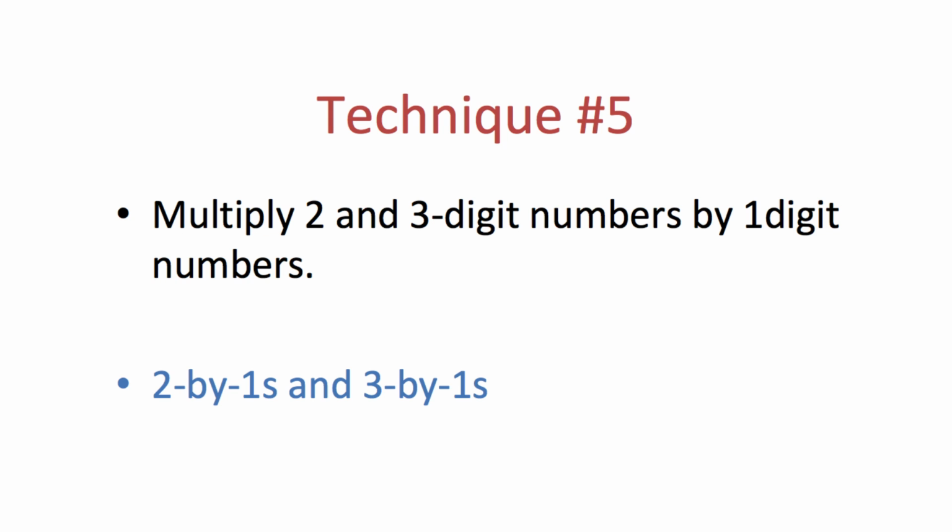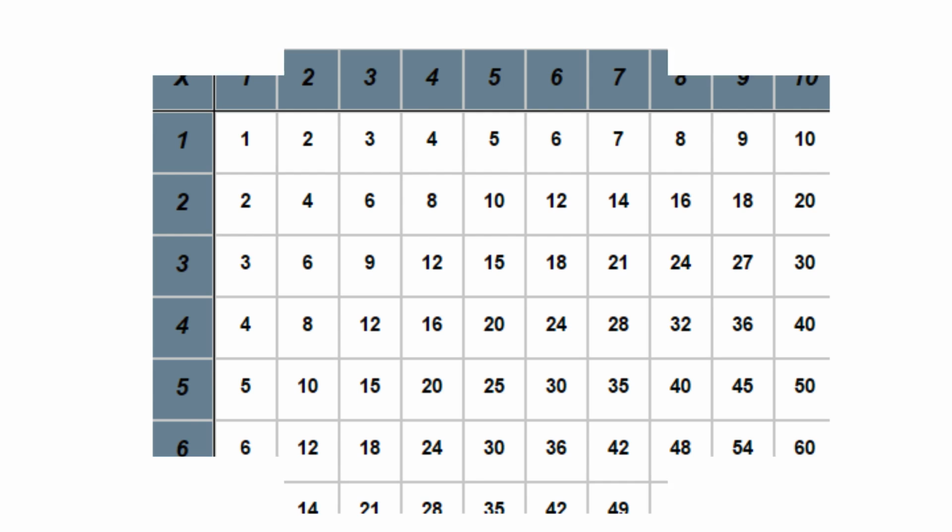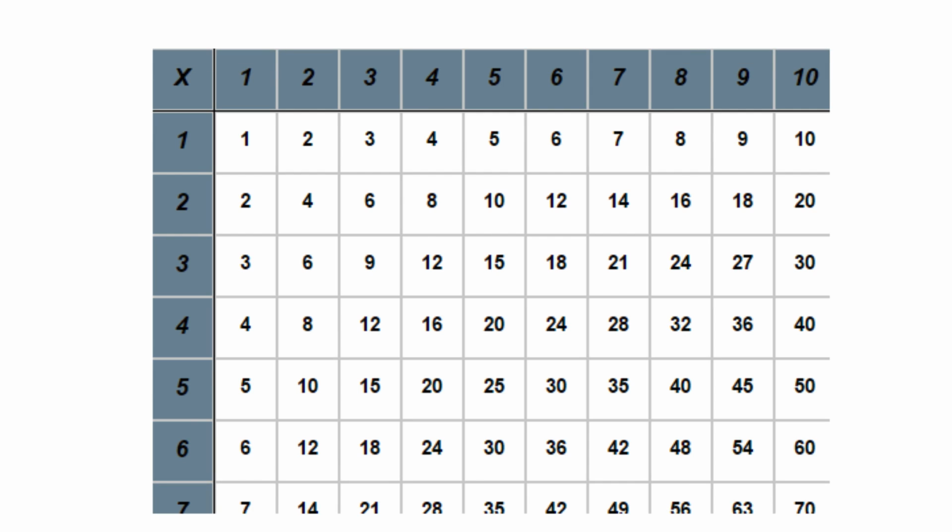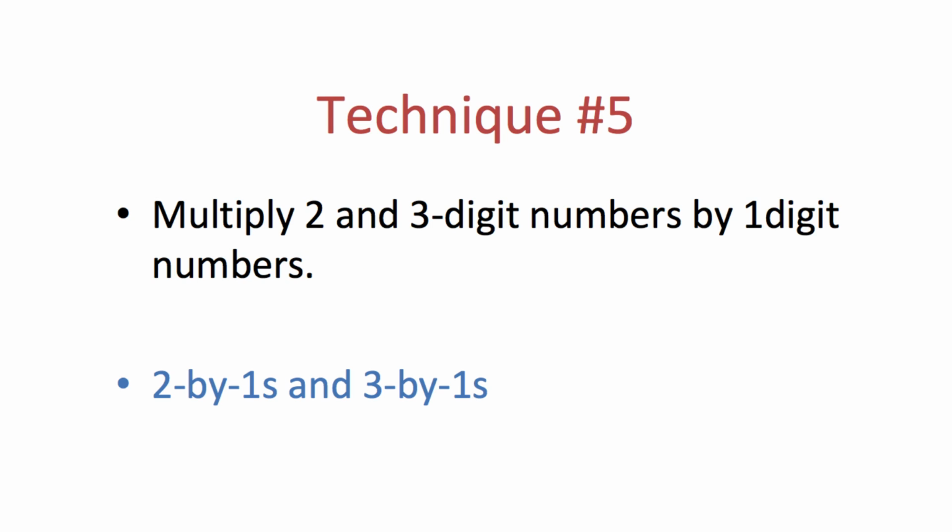You've now seen everything you need to know about doing 3-digit by 1-digit multiplication. The basic idea is always the same. We calculate from left to right and add numbers as we go. Once you've mastered the multiplication table up through 10, you can multiply any 2 1-digit numbers together. So the next step would be to multiply 2 and 3-digit numbers by 1-digit numbers.